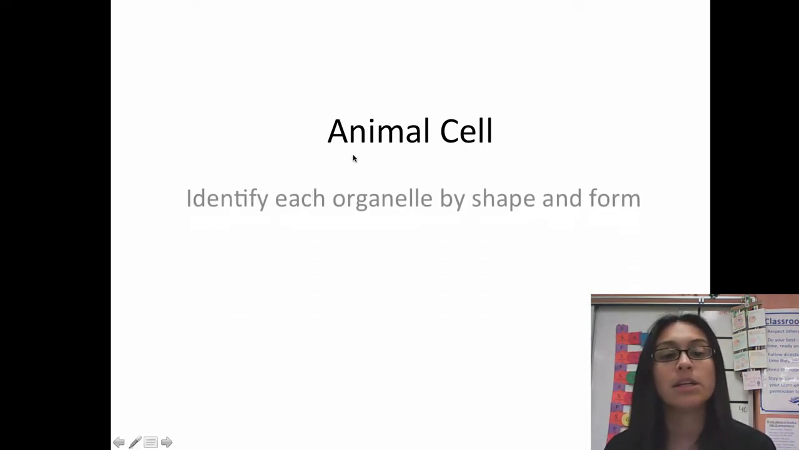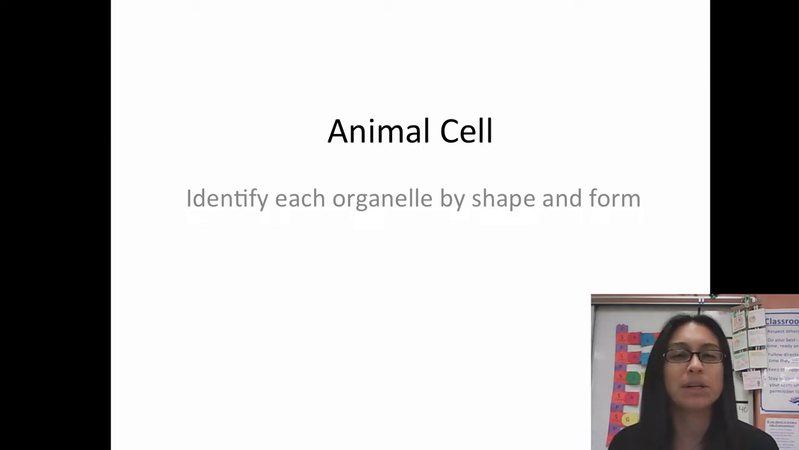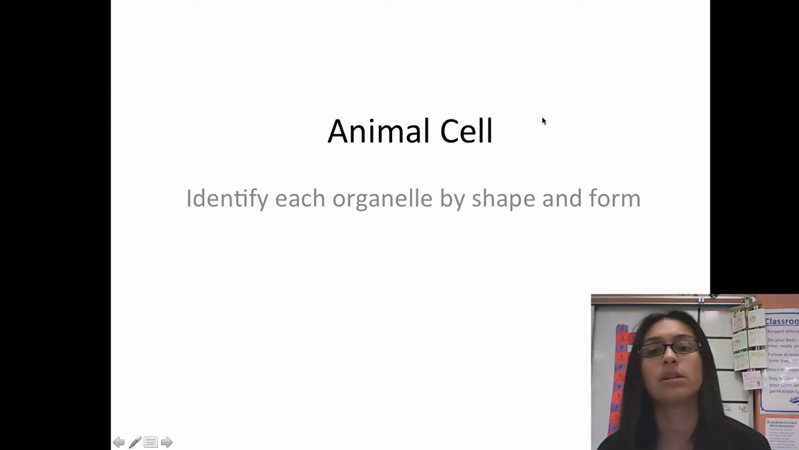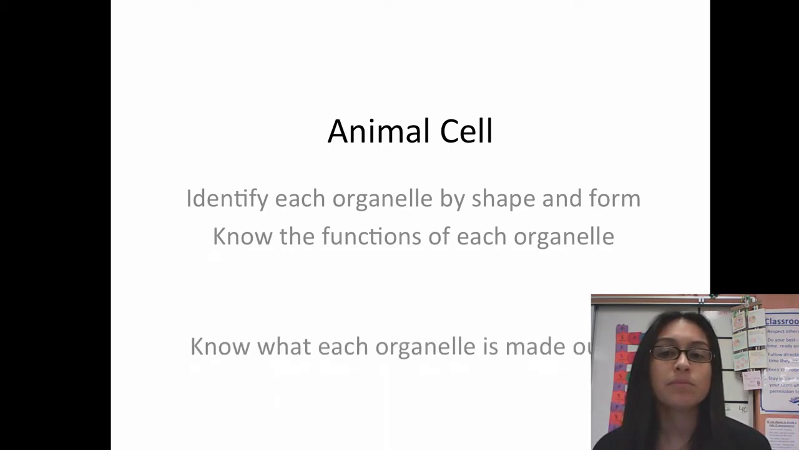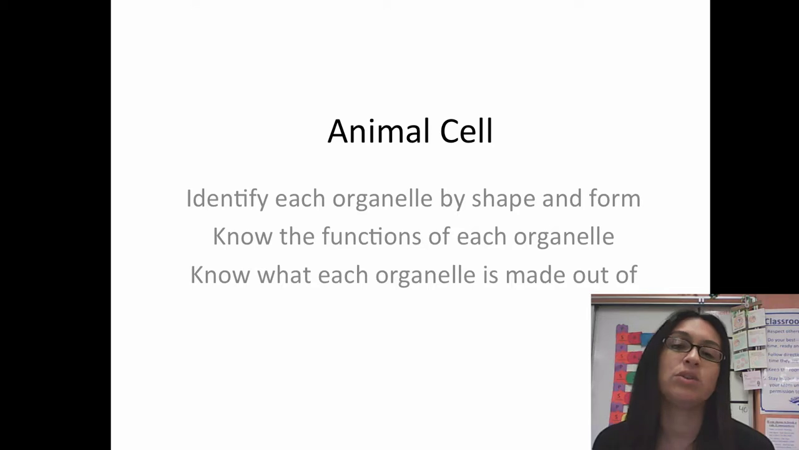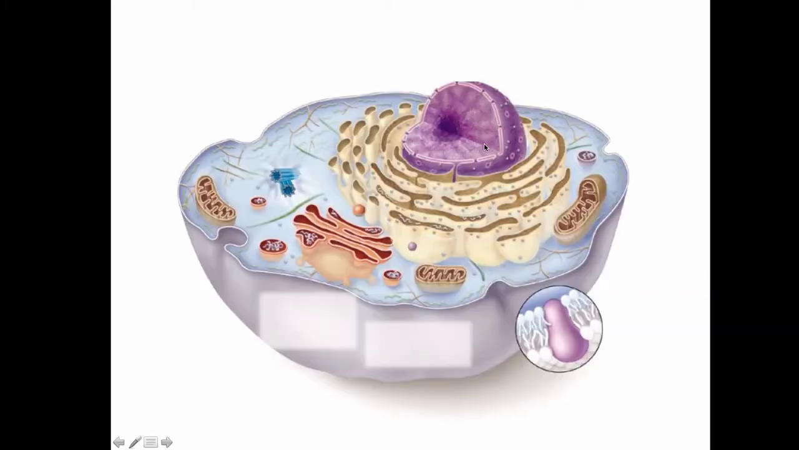The first thing is you should be able to identify each organelle by its shape and form. So if I gave you a picture of a cell, you should be able to identify all the organelles within the cell just by how they look. You should know the functions of each organelle, and you should know what each organelle is made out of, so which macromolecules make each organelle. So those three things are what you're going to need to know about organelles by the time we're done with them. Alright, so we're starting with the animal cell.